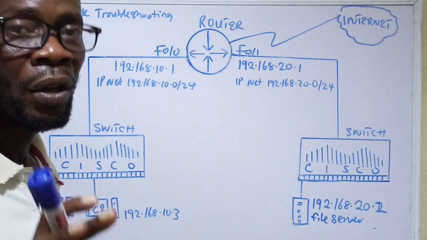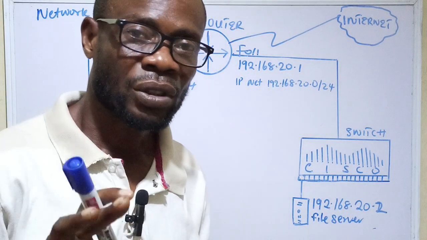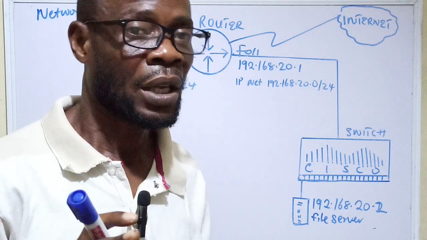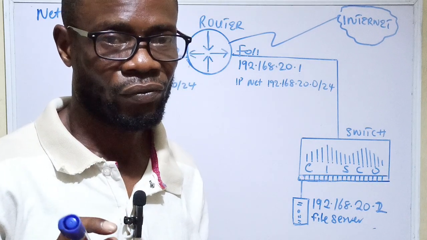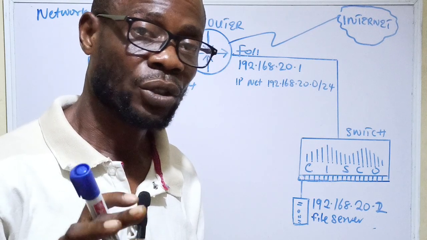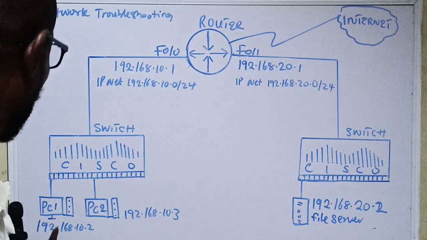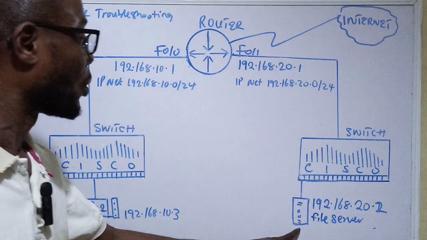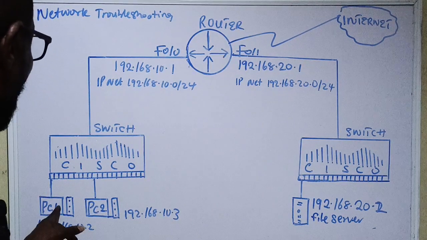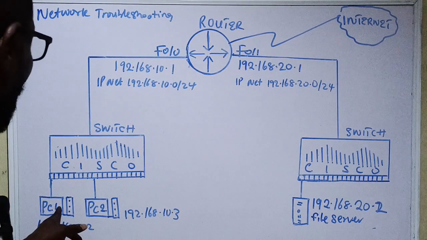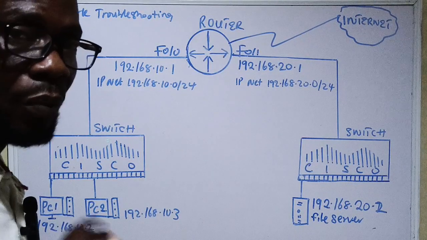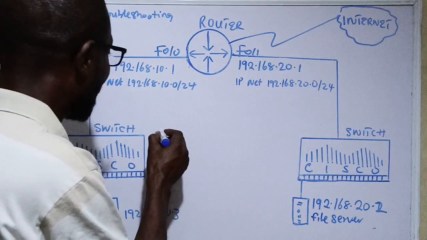There are 4 recommended troubleshooting steps you need to take, and these 4 recommended troubleshooting steps are from Cisco. Because this PC1 failed to communicate with the server, the first step is to ping the IP stack of this PC. Every computer has this IP address.